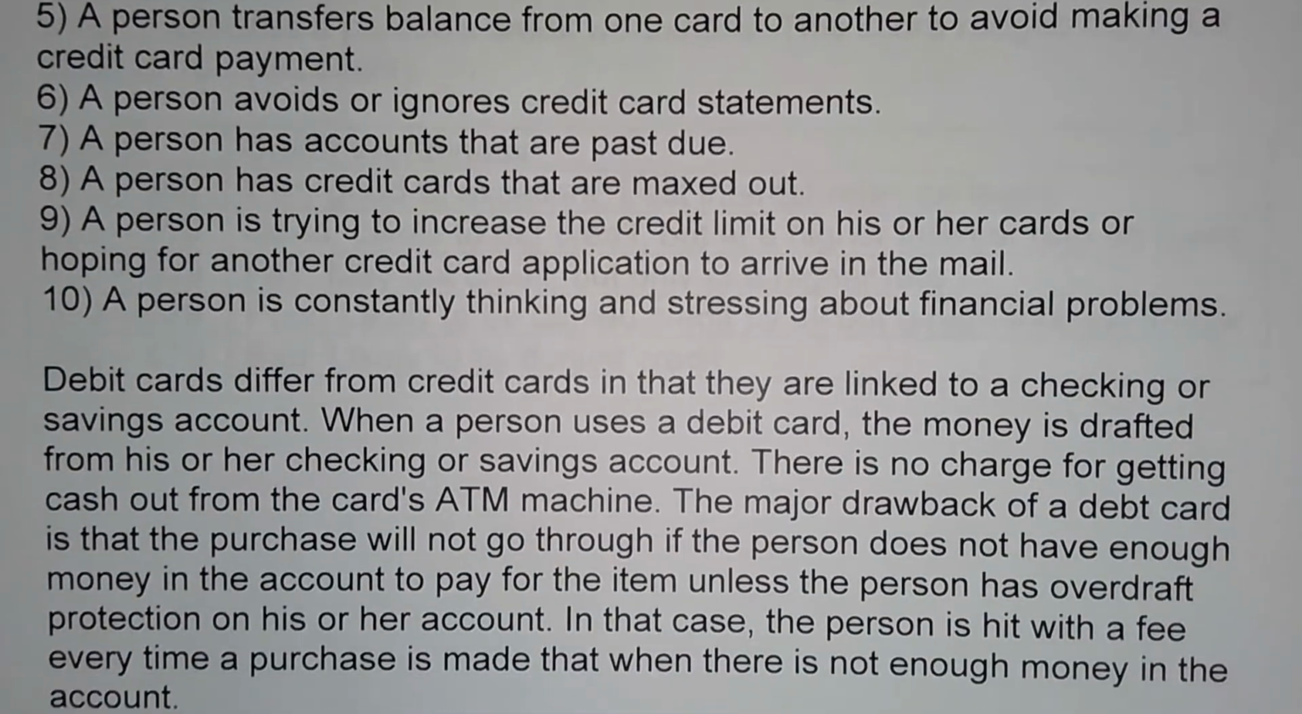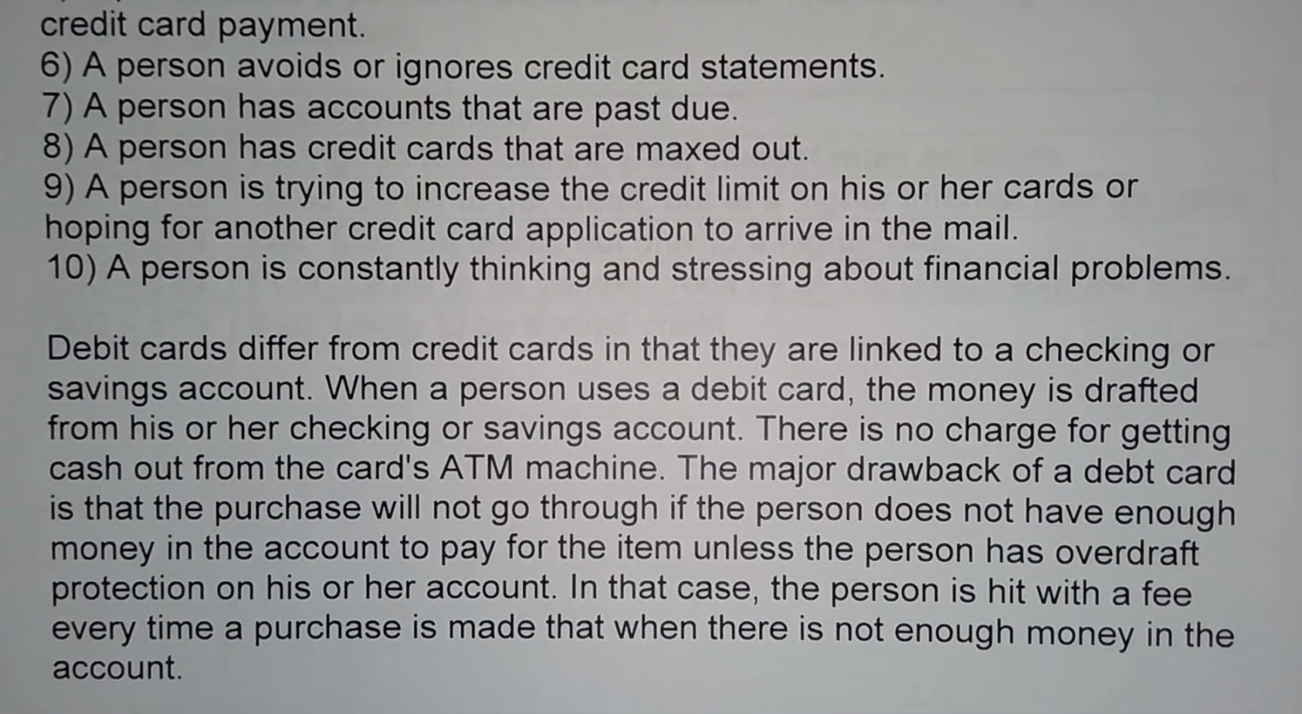Now, debit cards do differ from credit cards, and they are linked to a checking or savings account. When a person uses a debit card, money is drafted from his or her checking or savings account. There's no charge for getting cash out from the card's ATM machine. The major drawback of debit cards is that the purchase will not go through if a person does not have enough money in the account to pay for the item, unless the person has overdraft protection for his or her account. And then you have to pay an overdraft fee, which you kind of get back in the same mess. In that case, the person is hit with a fee every time a purchase is made when there is not enough in the account.